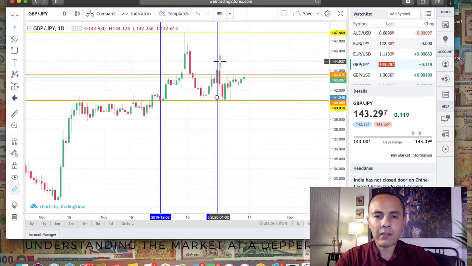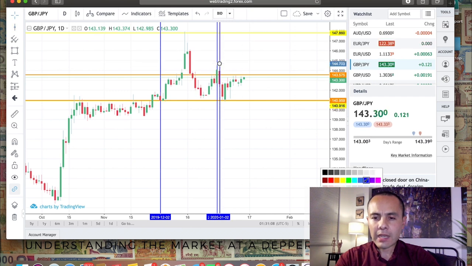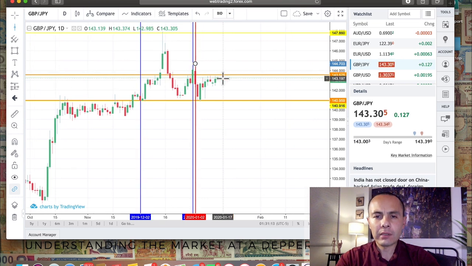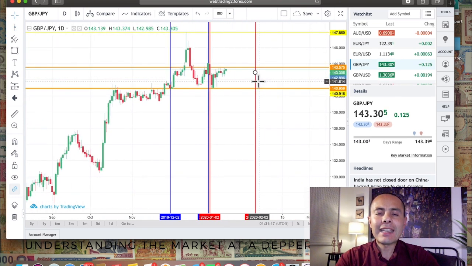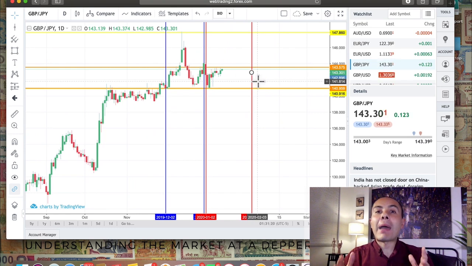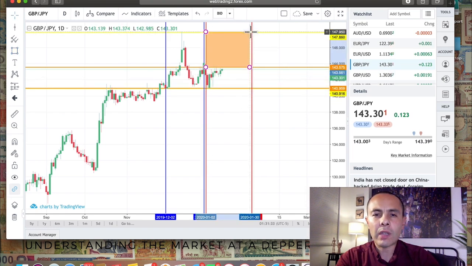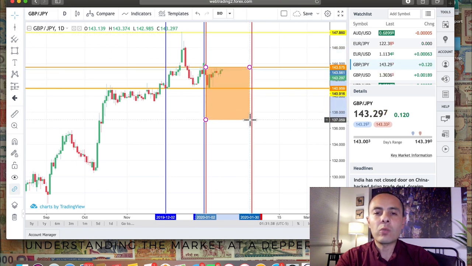Now the first day of the current month, January. And I like to use the color red for the current month. And the last day of January, 31st. Excellent. Now we have created our macro target zone, and we can better see where price action is currently moving in this area. So it can move this way if it goes up, or it can move this way if it moves down. Perfect.